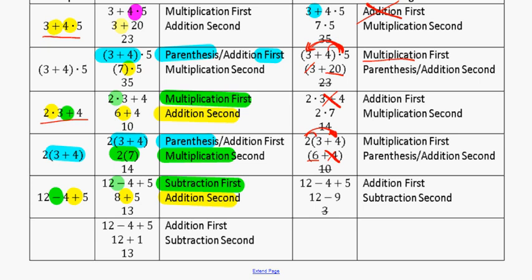The common mistake students make is if they do addition first, they see this as 4 plus 5. And that gives them 9. But this is not a 4. This is a negative 4. So if you were to add first and pay attention to that coefficient, it's got to be negative 4 plus 5. Negative 4 plus 5, that's how you get 1. Then if you add 12 and 1, you will get the correct answer, which is 13. Same as above.